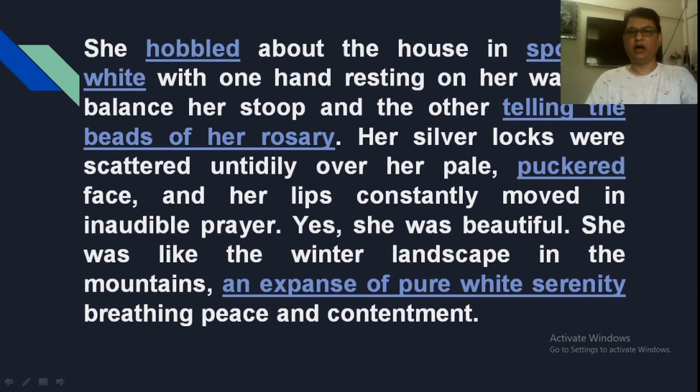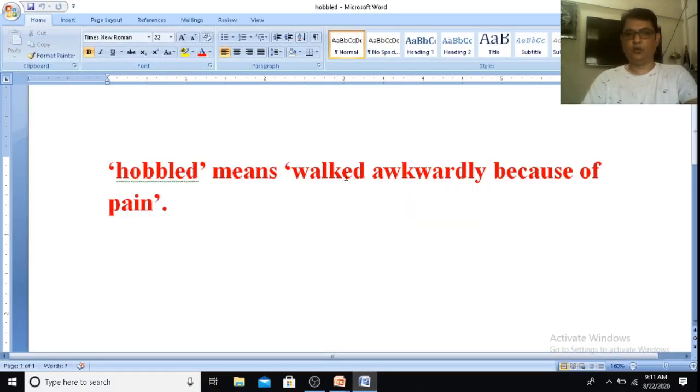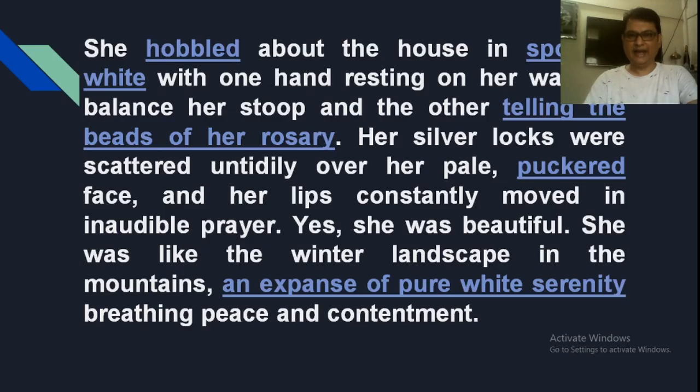She hobbled about the house in spotless white, with one hand resting on her waist to balance her stoop, and the other telling the beads of her rosary. Now, in this sentence, we have come across many new expressions and words. First of all, hobbled. What is the meaning of the word hobble? Hobbled means walked awkwardly because of pain. It is happening to the grandmother because of her excessive age. She always walked awkwardly about the house in spotless white.